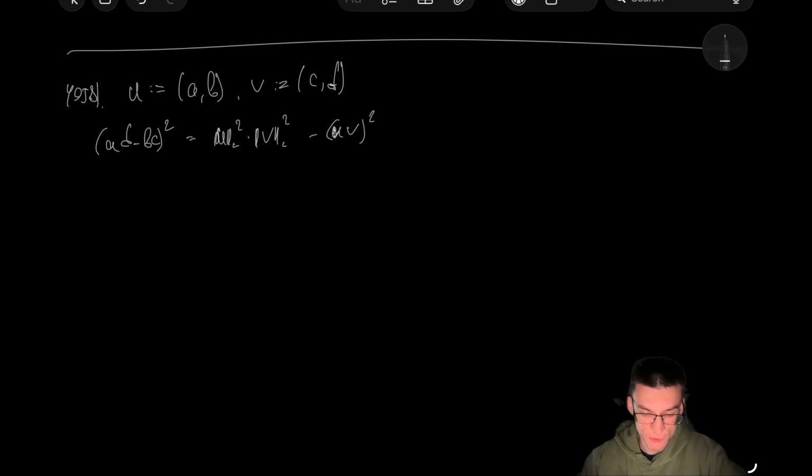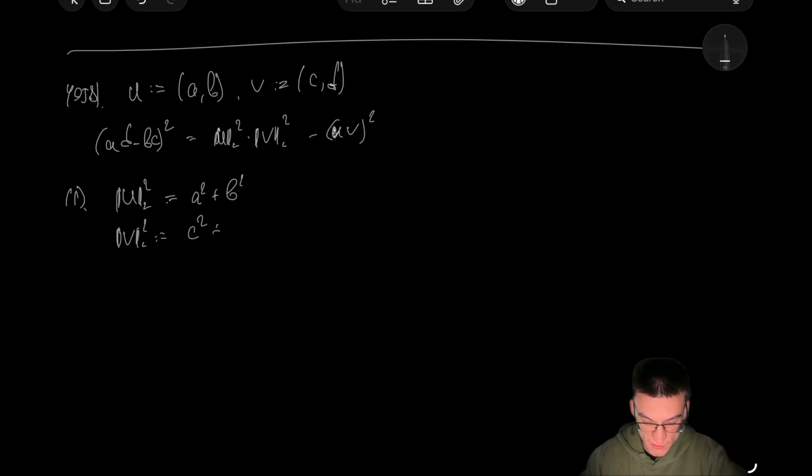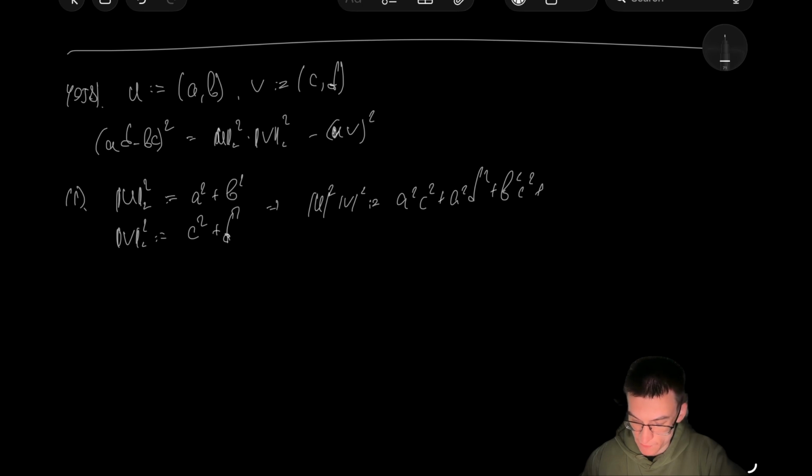In order to prove that, we just need to resolve the right side of the equation. That's basically it. So in order to resolve that, we have to find out that the square of the second norm of vector u and vector v is essentially the sum of squares of their coordinates, which is a squared plus b squared, and the square of the second norm of v is essentially c squared plus d squared. And if we try to find their product, that would be a squared c squared plus a squared d squared plus b squared c squared plus b squared d squared.